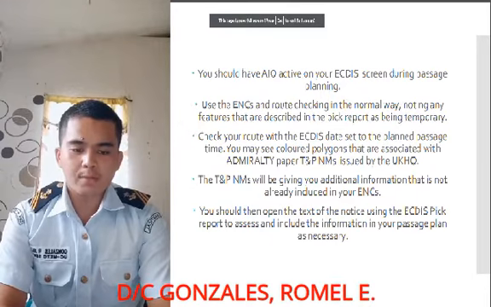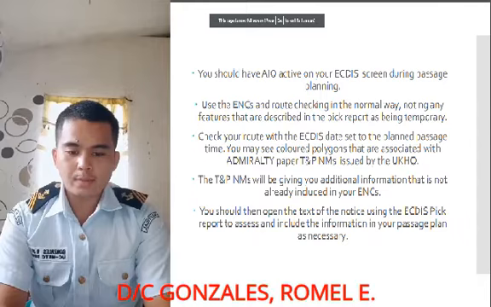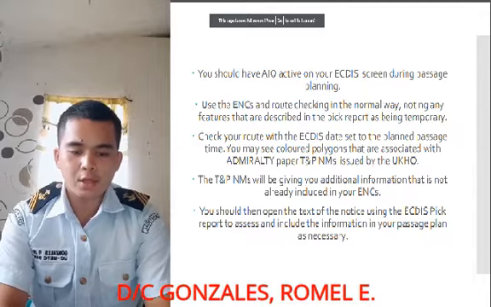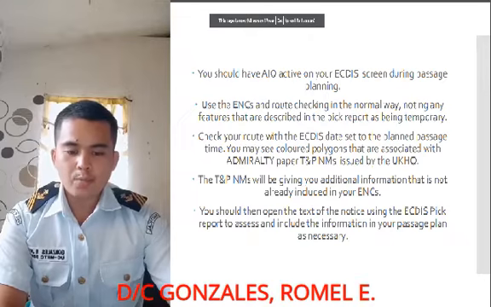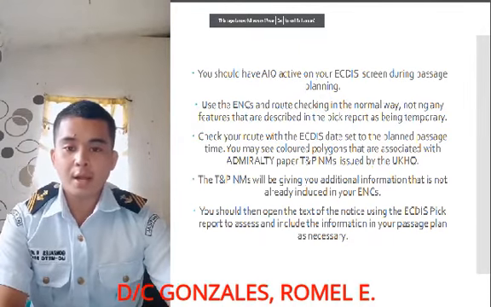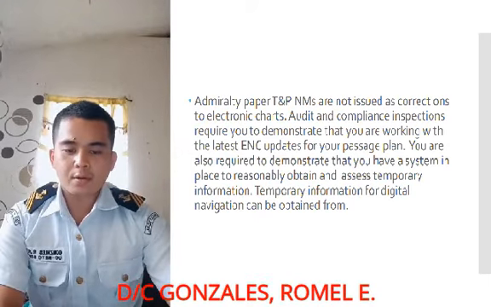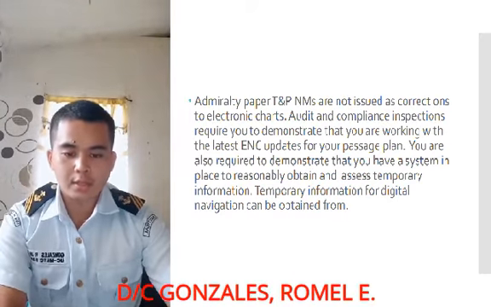You may see colored polygons that are associated with the Admiralty paper TNP NMs issued by the UKHO. The TNP NMs will give you additional information that is not already included in your ENC. You should then open the text of the notice using the ECDIS report to assess and include the information in your passage plan as necessary. Admiralty paper T and P NMs are not issued as corrections to electronic charts.